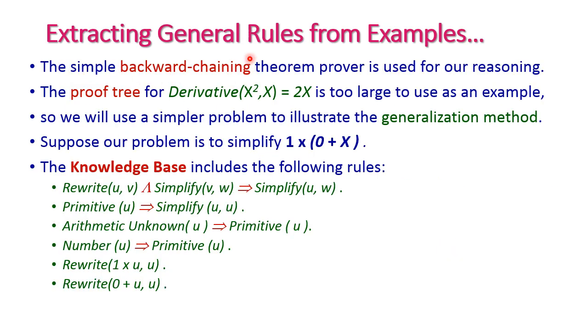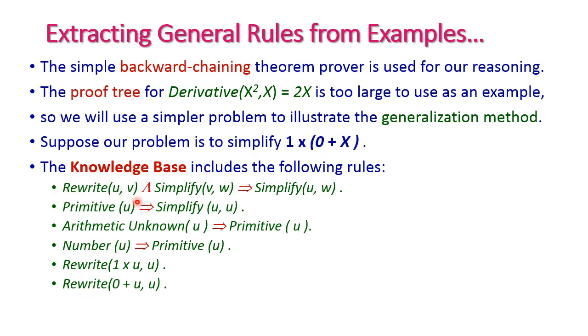First we take the backward chaining theorem to prove our reasoning problem. Our last example was the derivative of x square with respect to x, which is equal to 2x, that is, the differentiation of x square is equal to 2x. Generating the proof tree for this example is too large, so we can take one simple example, that is 1 times (0 plus x), and a set of rules is given in our knowledge base to solve this particular problem. We are going to develop a proof tree for this example by using the rules.